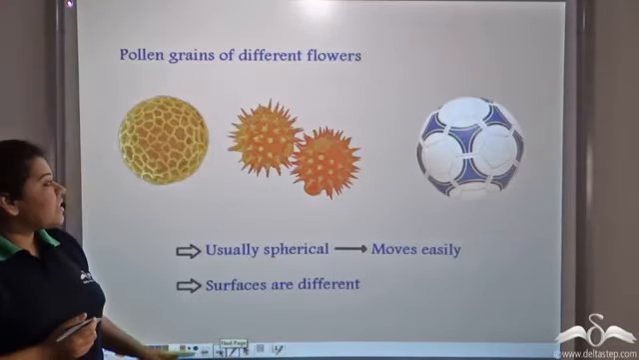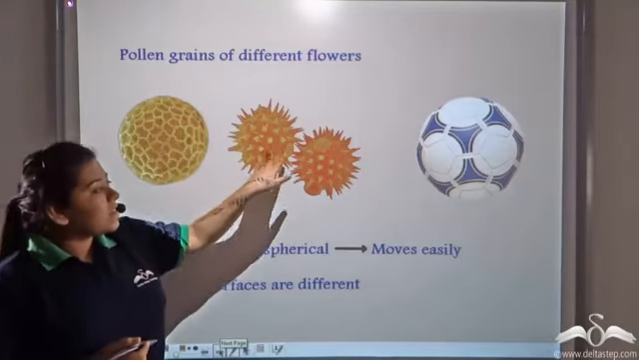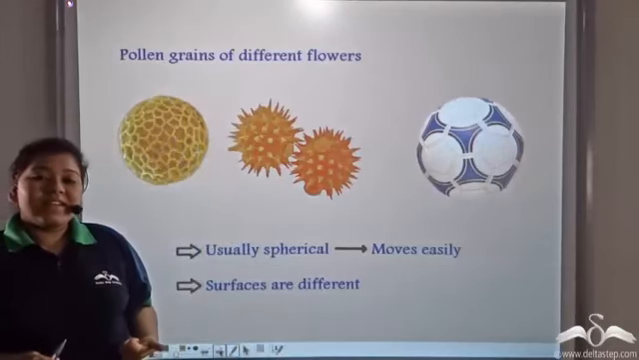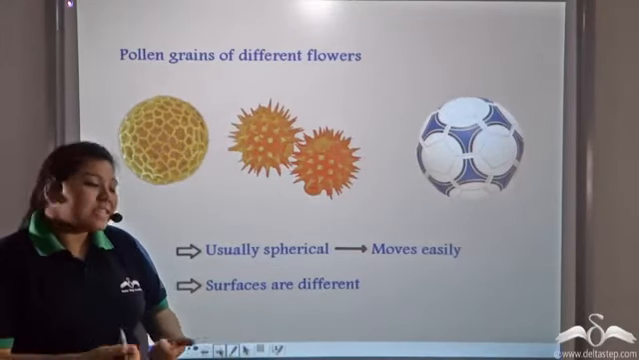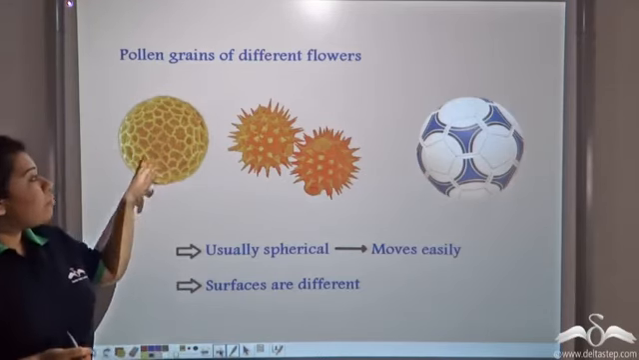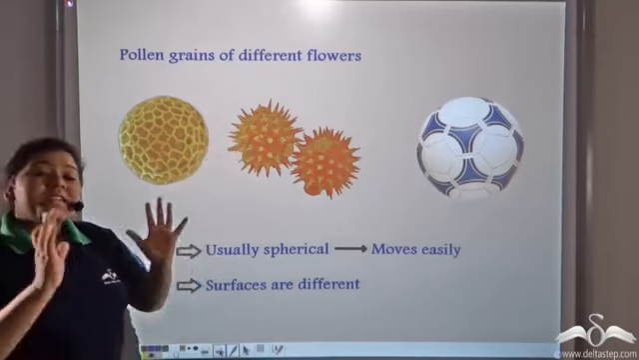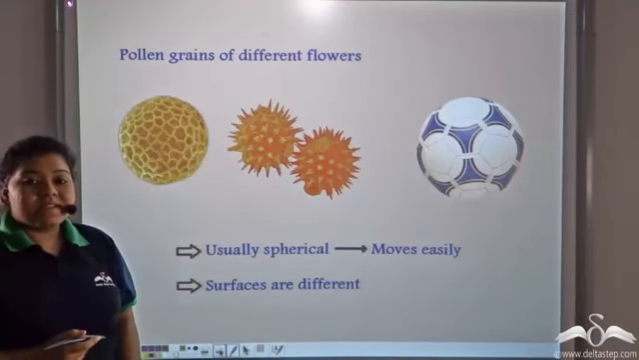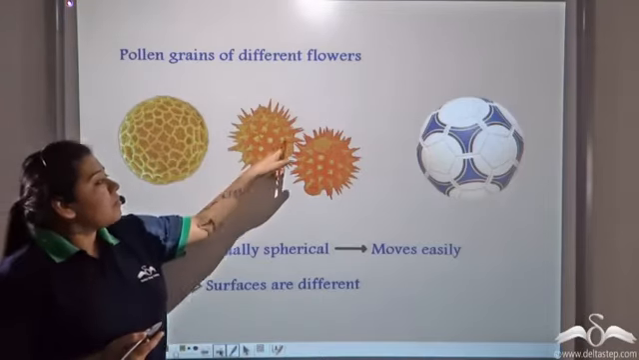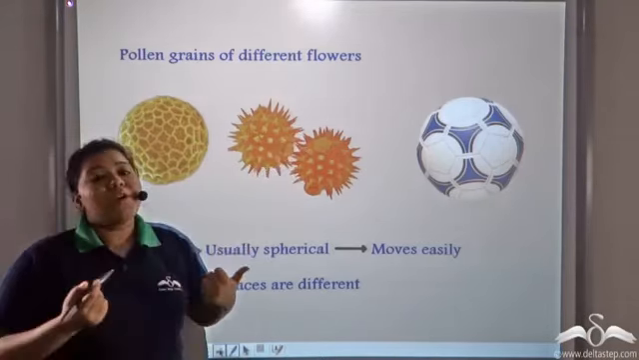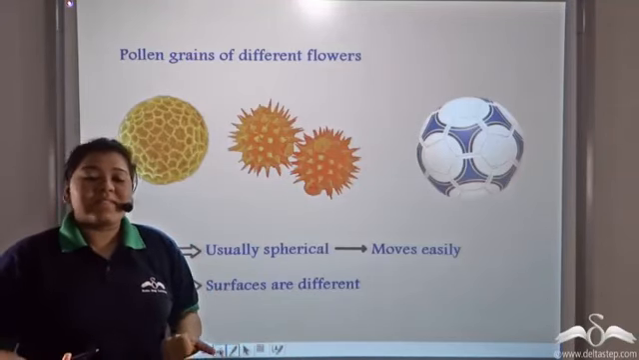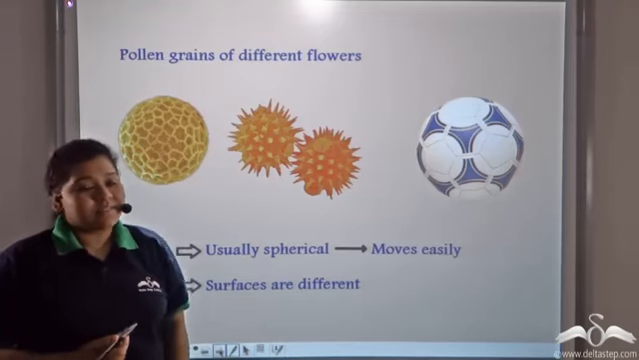Now, pollen grains are usually spherical in shape like a football. Now, why is it spherical? So that there is ease of movement. Now, notice another thing, that pollen grains can have different surfaces. A few pollen grains might be smooth, a few of them might be spiny, or a few of them might secrete a sticky substance which helps in the process of pollination.